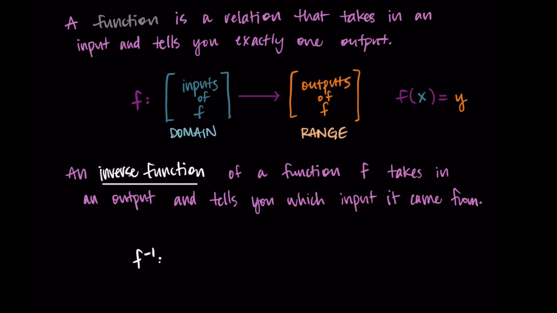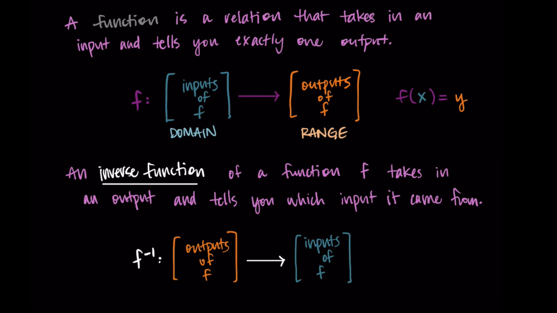We have f inverse. And what it does is it takes the outputs of the original function f, and it uses those as the inputs. So it starts with the outputs of the previous function, and then it tells you which input it came from. So it maps to the set of inputs. We're basically reversing the process. We're starting with the outputs of the original function. Those are our new inputs. And then they get mapped to the inputs of the original function, our new outputs.